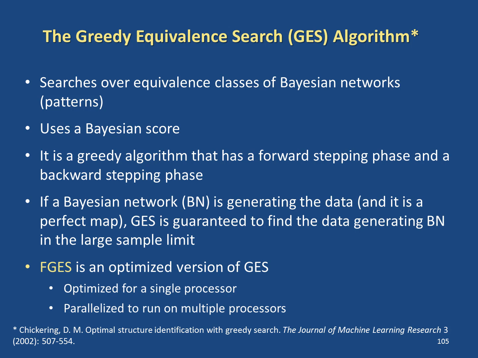Greedy equivalence search is a method that was developed by Chickering and others, and it searches over equivalence classes of Bayesian network structures, patterns that we talked about before, using a Bayesian score. It's a greedy algorithm with a forward-stepping phase and a backward-stepping phase, and it has some guarantees under assumptions of finding the data-generating causal model. FGES is an optimized version of GES that's optimized in different ways on a single processor, but also is parallelized to run on multiple processors. So we're going to be running FGES in our example.